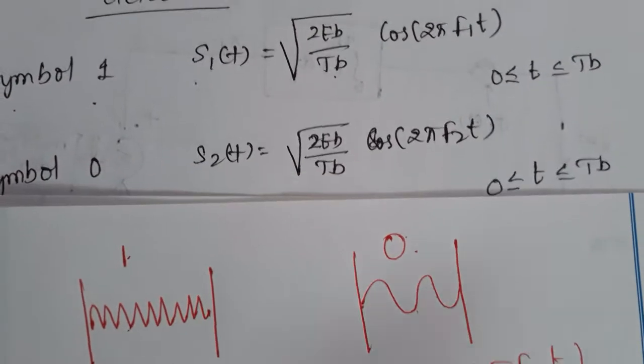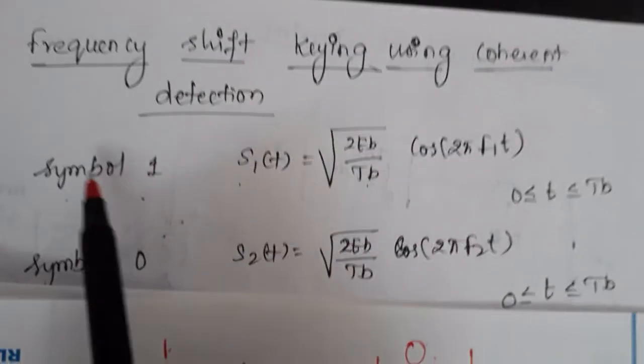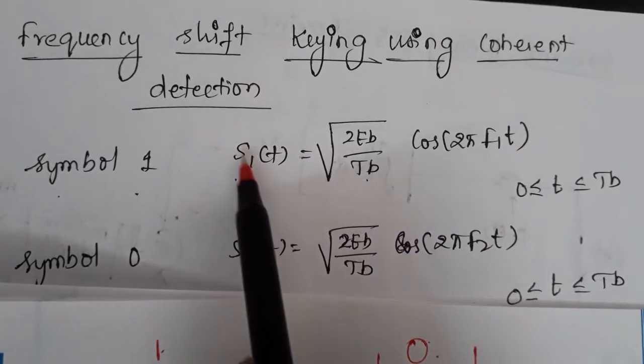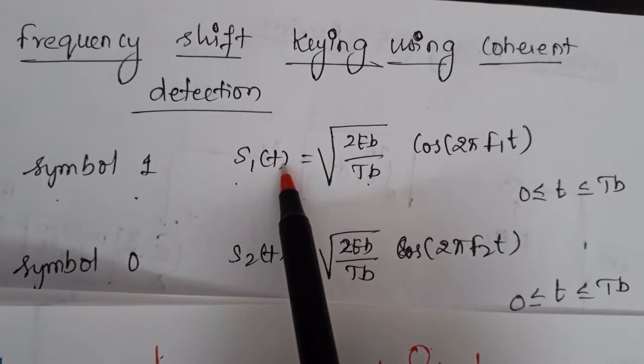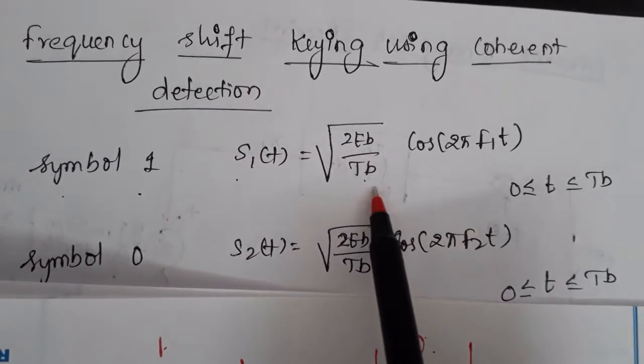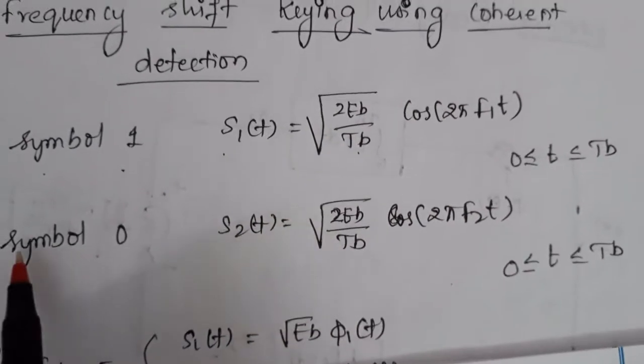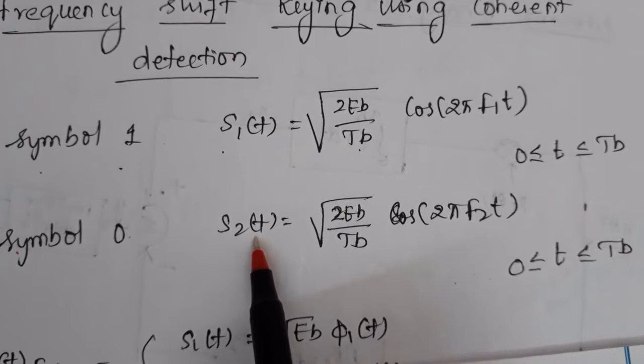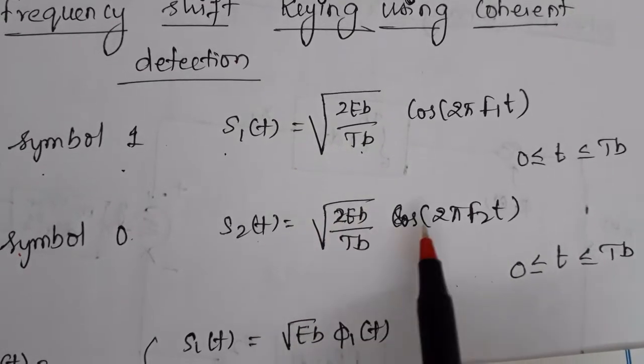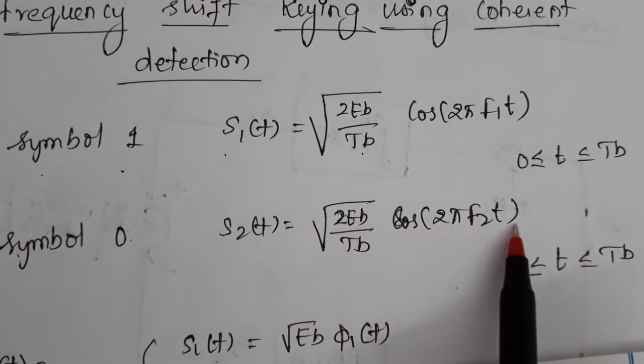Now I am going for the equations. As you can see, symbol 1, S1 of t. Correct? Root 2 EB by TB cos 2 pi f1t. Then symbol 0, S2 of t. Root 2 EB by TB cos 2 pi f2t.